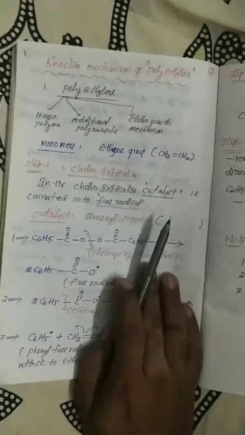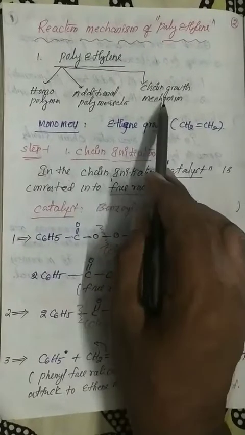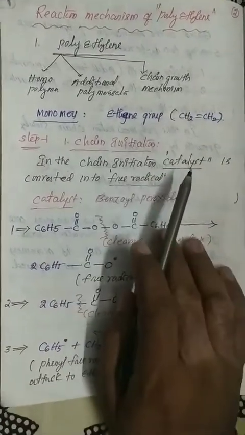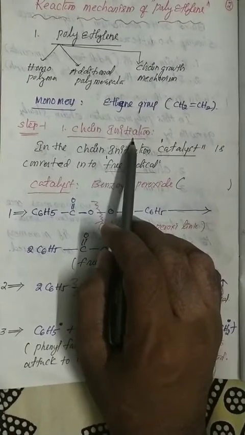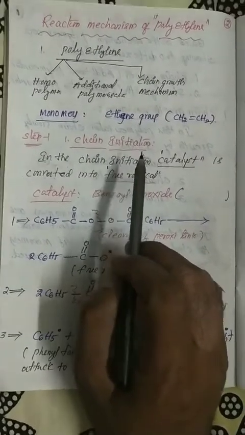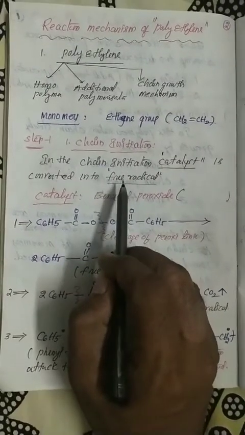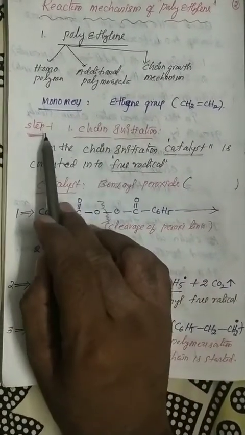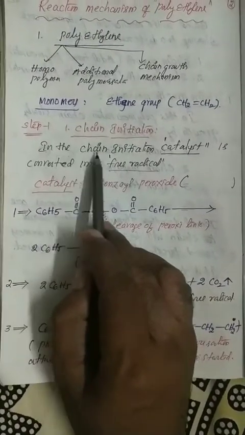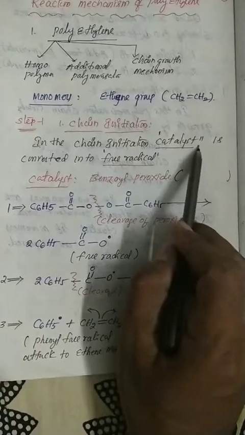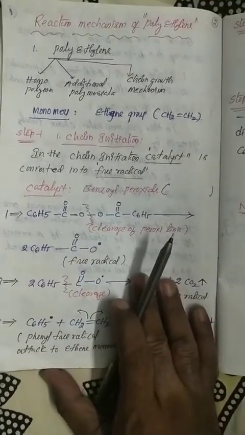Now see, just before, one minute ago, I said the chain growth mechanism involves three steps: chain initiation, chain propagation and chain termination. And one more point is, definitely catalysts are very much needed in this mechanism. So the first one is step 1, the chain initiation. In the chain initiation, the catalyst is converted into a free radical. This is the most important point.